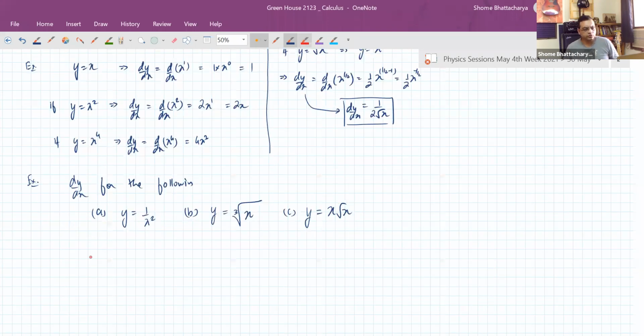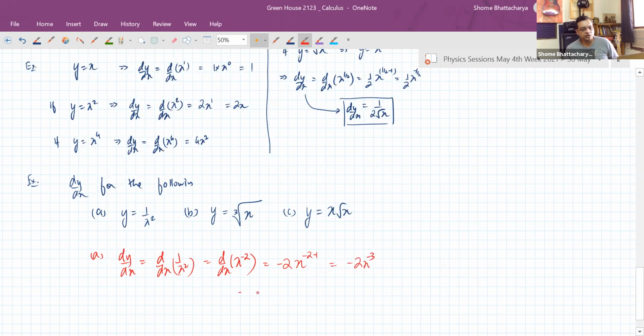Okay, so I'm just going to work out these questions now. So the first one, for example, difference, we are applying it to 1 by x square. So 1 by x square can be written as x to the power minus 2. So now we'll apply this x to the power n formula in it. So n is minus 2. So it will become n into x to the power n minus 1. So that makes it minus 2x to the power minus 3. Or we can say that it is minus 2 by x cube also.